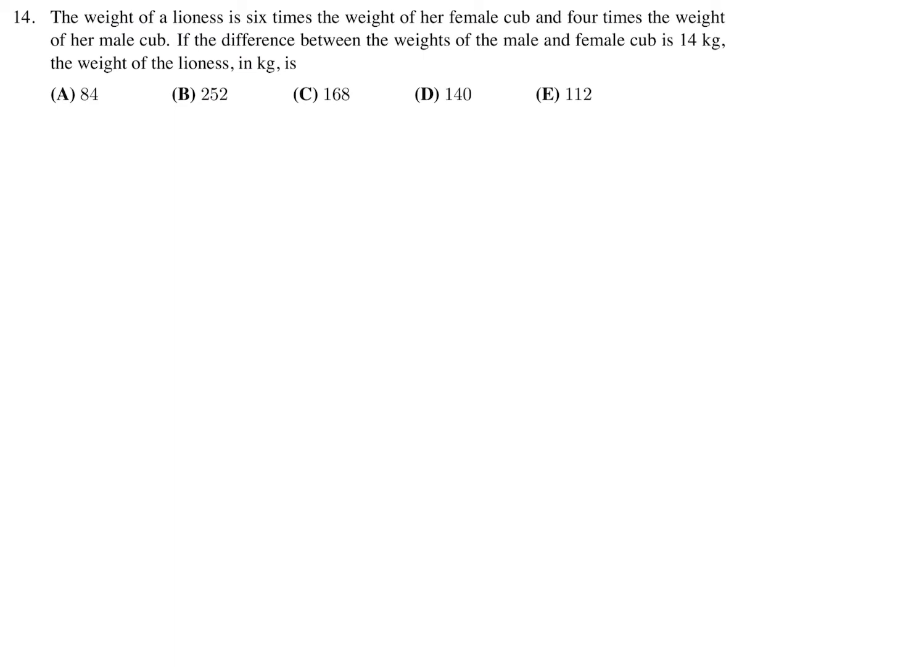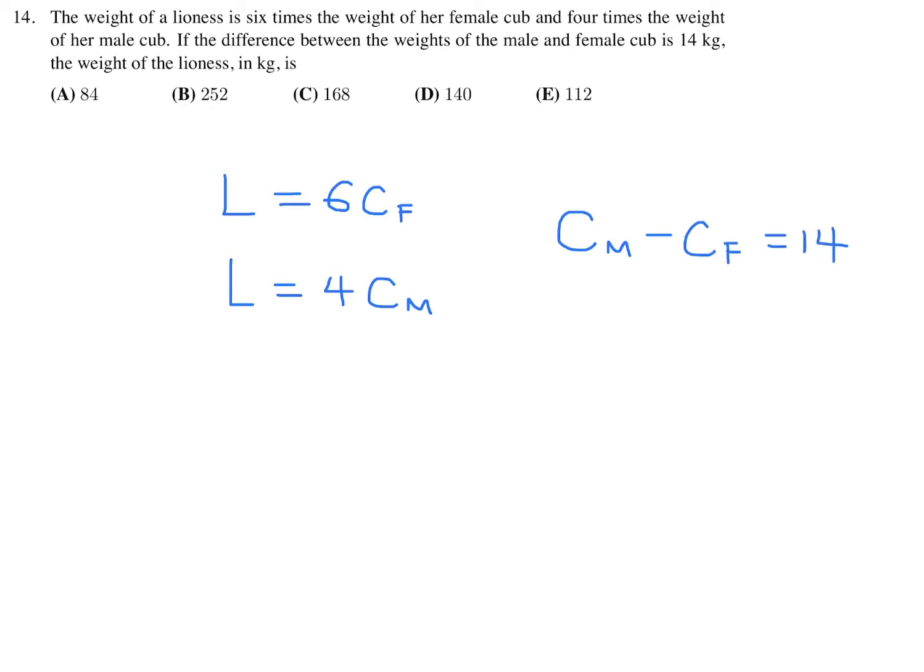The weight of a lioness is 6 times the weight of her female cub and 4 times the weight of her male cub. If the difference between the weights of the male and female cub is 14 kg, the weight of the lioness in kg is. A lioness is 6 times the cub that is female. The lioness is 4 times the weight of the cub that is male. And they tell you the difference between the weights of the cubs is 14. So these are the mathematical equations.